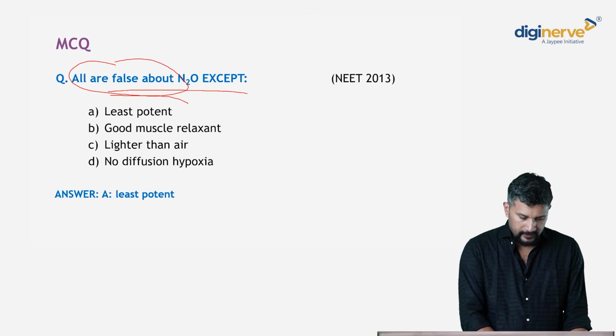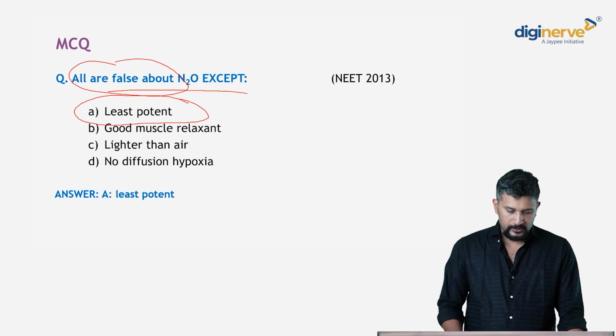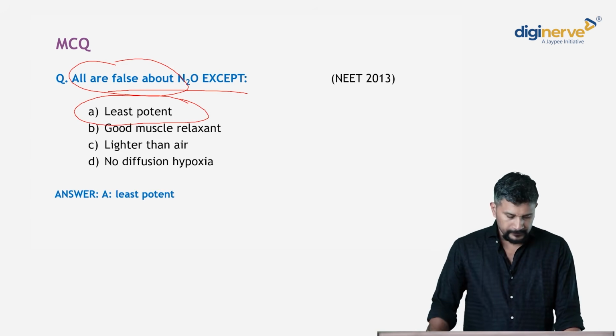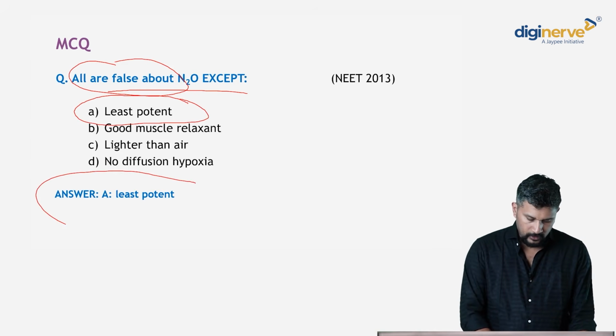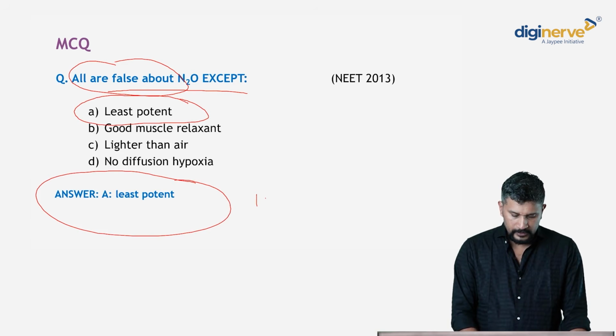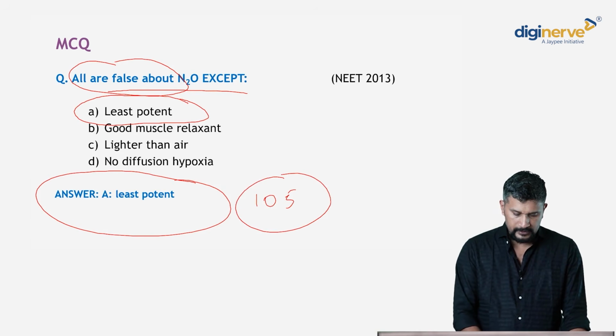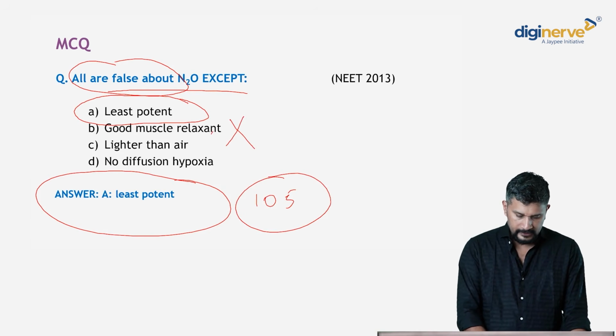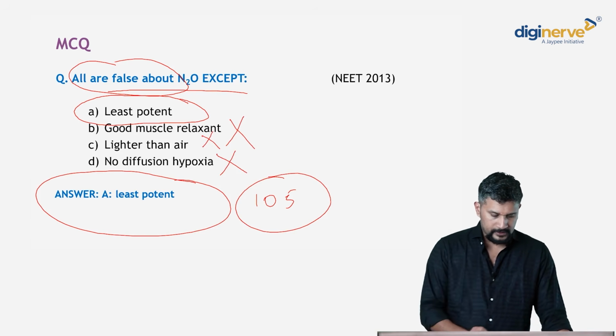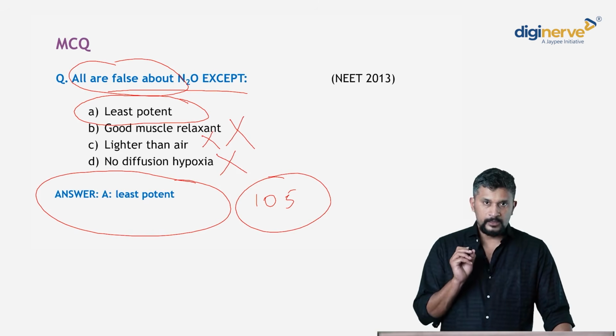So option A, like we have seen, nitrous oxide is the least potent and it has a MAC value of 105, and therefore this is the correct answer. It is not a good muscle relaxant, it is heavier than air, and it does result in diffusion hypoxia. So these are all your false options.